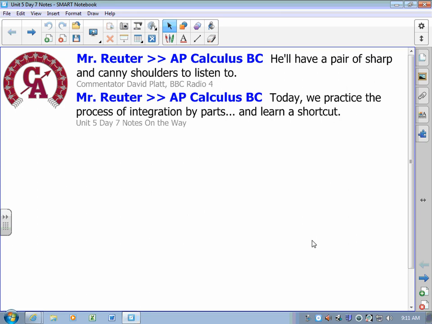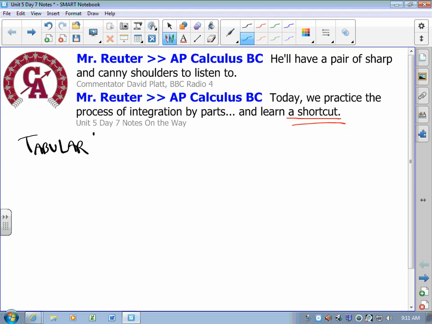Hi everybody, and welcome to the 7th lesson in Unit 5, which deals with how to back up the truck and solve some differential equations. On today's show, the shortcut, a process known as tabular integration.